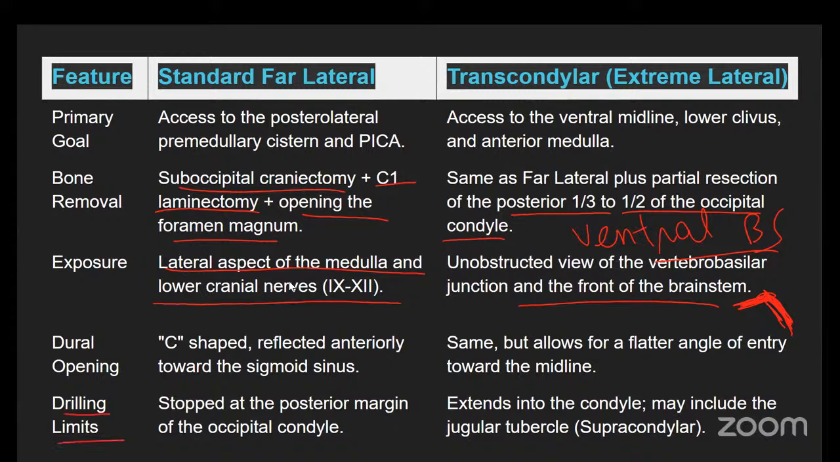So what are the drilling limits? This stops at the posterior margin of the occipital condyle, whereas this extends into the condyle. So are we conceptually clear till here?